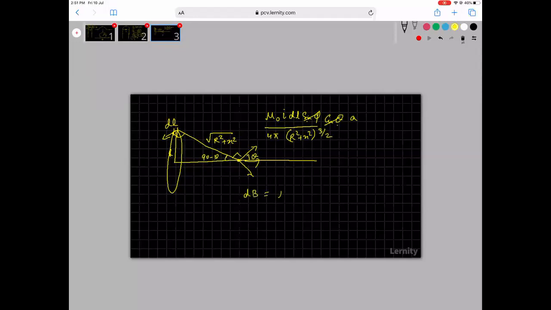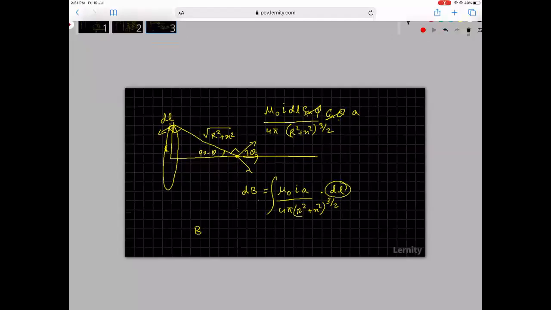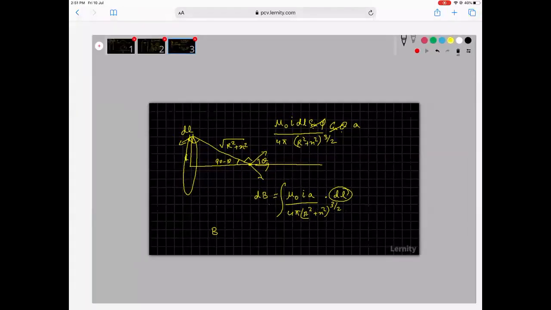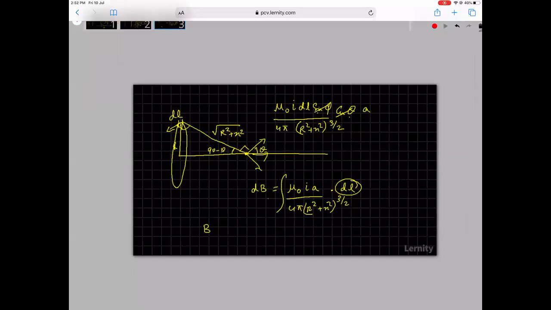So dB is equal to mu naught I a by 4 pi r square plus x square power 3 by 2 into dl. Now I'm going to integrate this to get the value of B. So when I integrate this, what will happen to dl? All these are constants, so they'll all be there as it is. dl will become 2 pi a. So ultimately it will become mu naught I a into 2 pi a divided by 4 pi r square plus x square power 3 by 2.